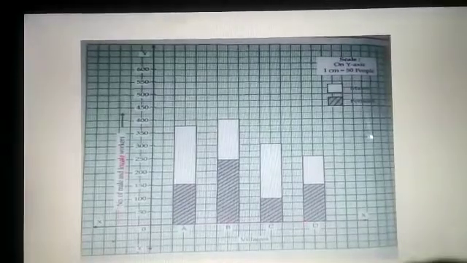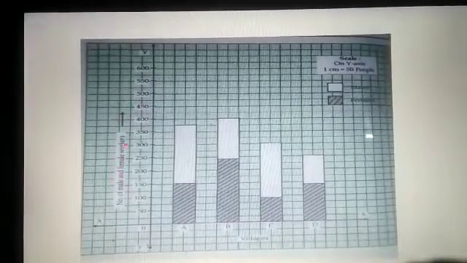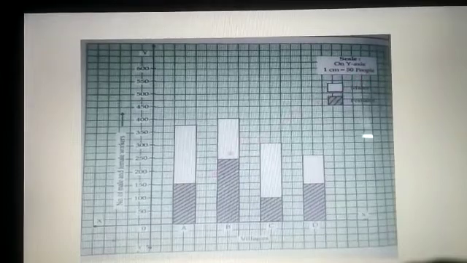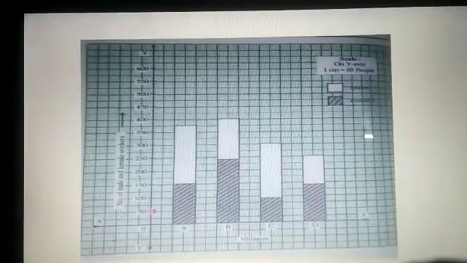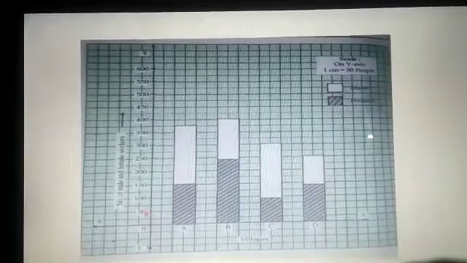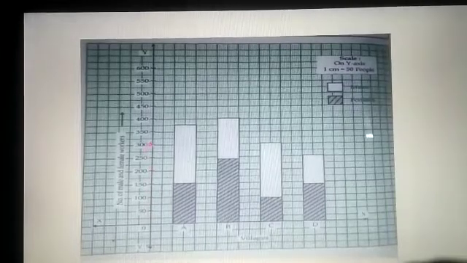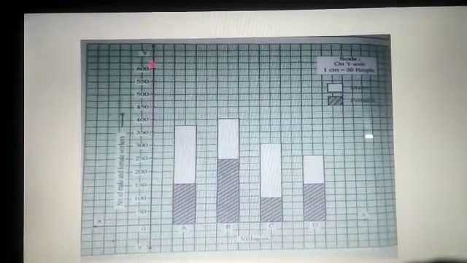Now come towards the y-axis. On y-axis what you will take? Number of male and female workers on y-axis, and on y-axis which scale we have to take? 1 centimeter is equal to 50 people. So after 0 what will be there? The first marking, that is the first dark line, will be 50. Then next box will be 100, 150, 200, 250, 300, 350, 400, 450, in this way up to 600.